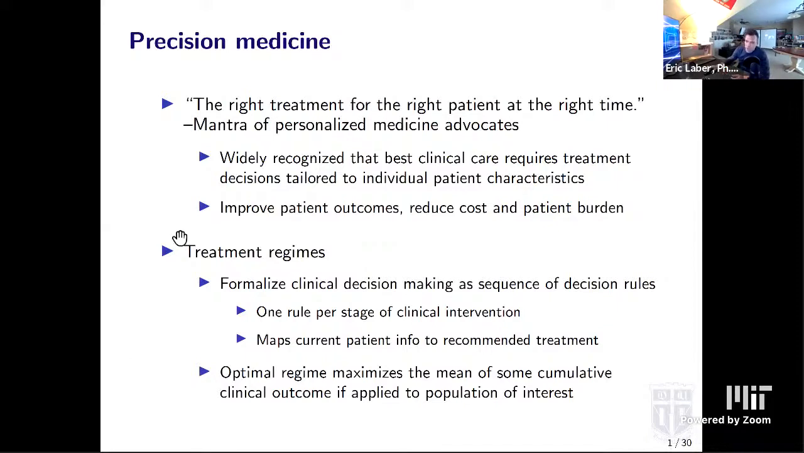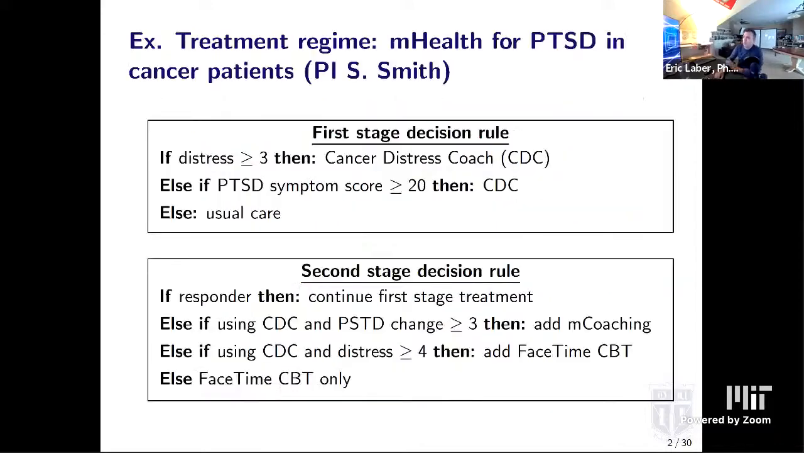This is all formalized through what are called treatment regimes or treatment policies. They're just a way of formalizing clinical decision-making as a sequence of decision rules or functions, one for every stage of intervention. And those don't have to be fixed. They can be driven by patient events. But in any case, each one is a map from whatever information you have at the time to a recommended treatment. Here we'll define, just for simplicity, an optimal regime as maximizing the mean of some utility function or some cumulative clinical outcome if you were to apply it to the population of interest. There are other notions that may try to be safer by taking a percentile or something, but we'll just focus on the mean. So what do these look like in practice?